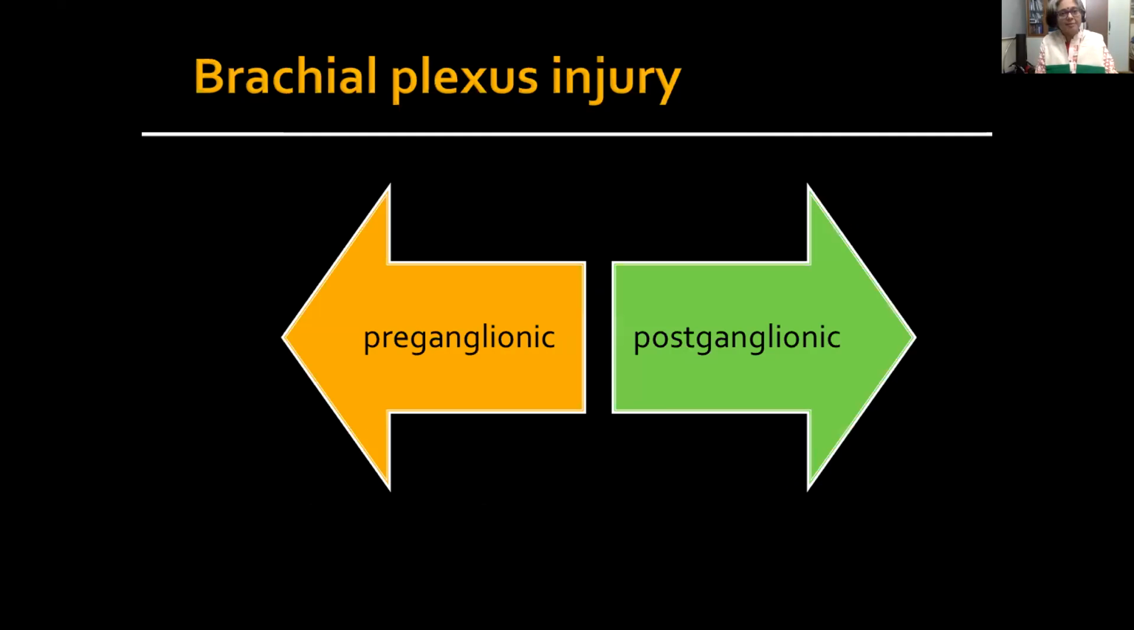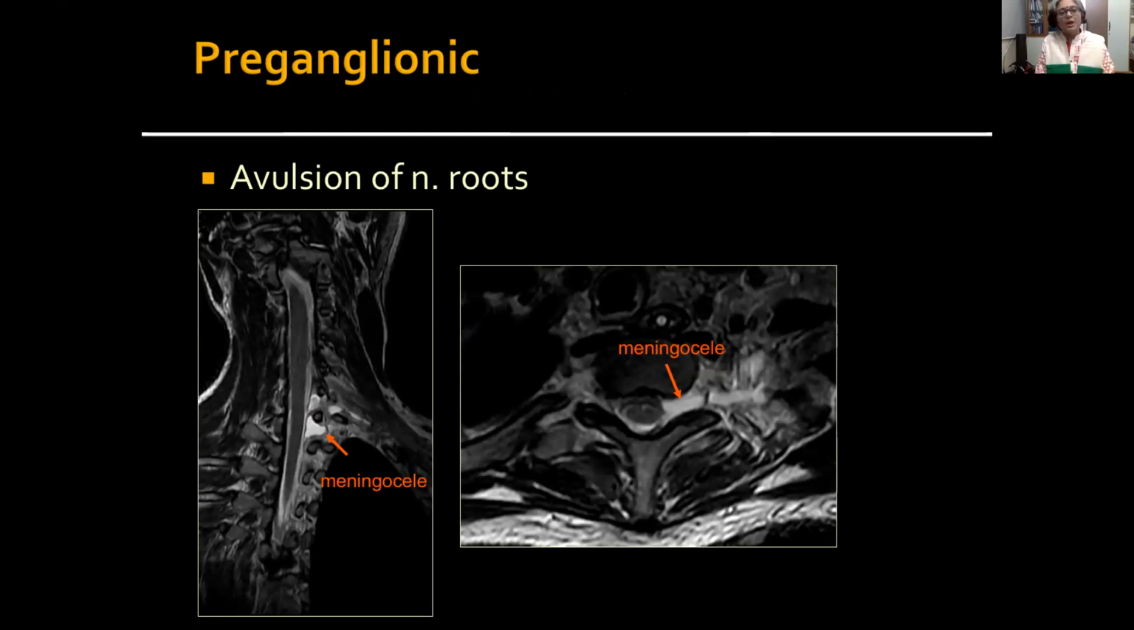So let's look at examples. As I said, the main idea is to try to differentiate between them. Here we have a preganglionic injury. So what do I see? This is a sagittal T2-weighted image, a little oblique. You can take oblique ones along the nerve root also. That can also help you. And this is an axial image, and you have the pseudo-meningocele. You can see this CSF collection very clearly at these two levels. So the nerve root has got avulsed from the cord, and the CSF has leaked out, forming a pseudo-meningocele.